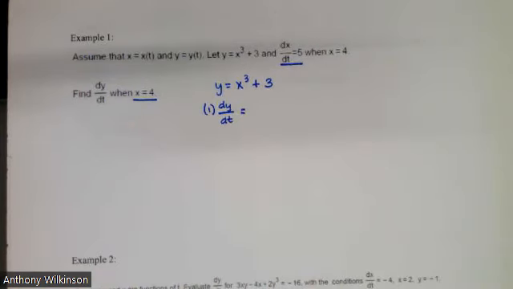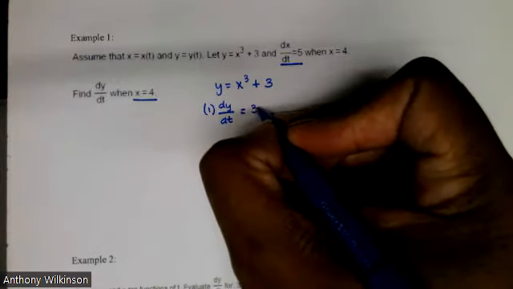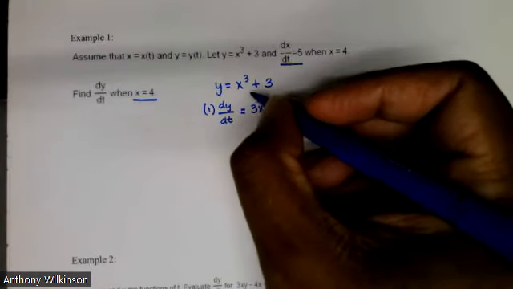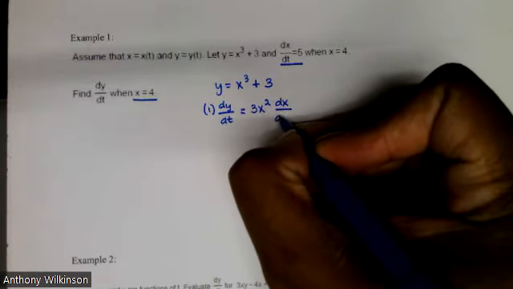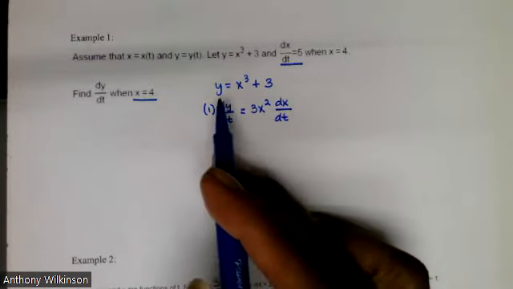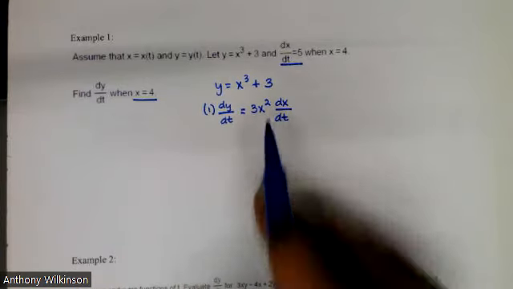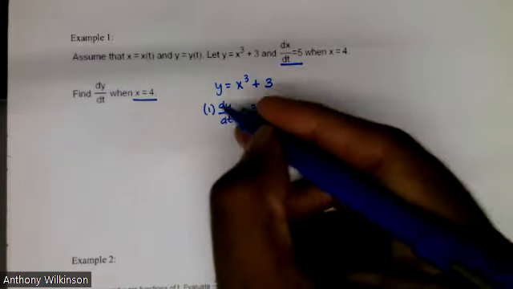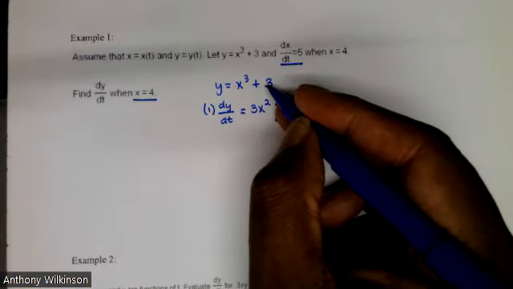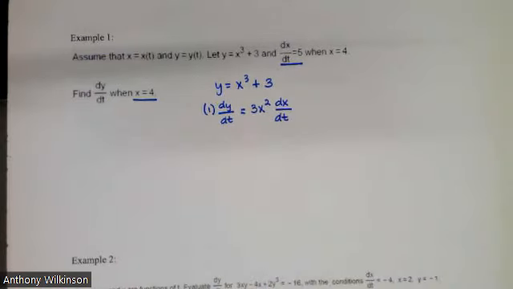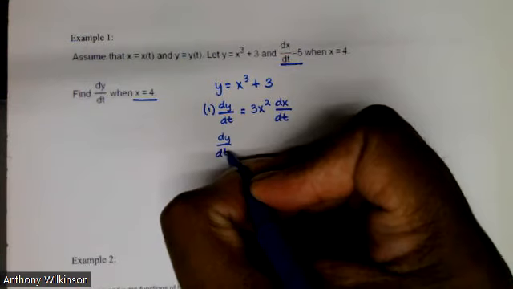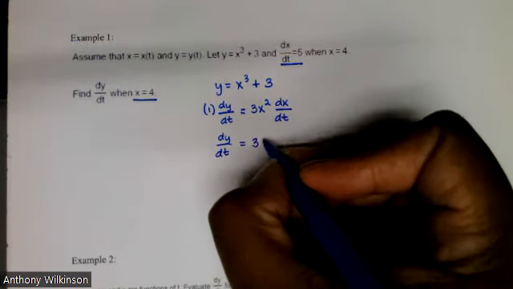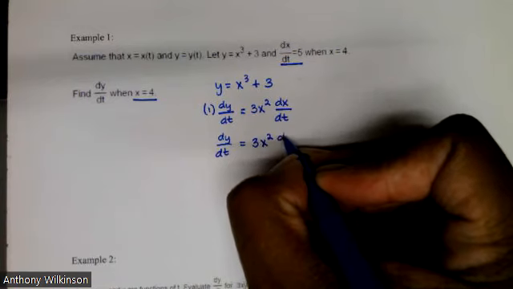And that's equal to the derivative of x cubed, which is 3x squared. Since I'm differentiating with respect to time, I have to include dx dt. I'm differentiating the y with respect to time and the x with respect to time. That's why you see dy dt and dx dt. The derivative of a constant is 0. So 1 times dy dt is dy dt, and that's equal to 3x squared times dx dt.